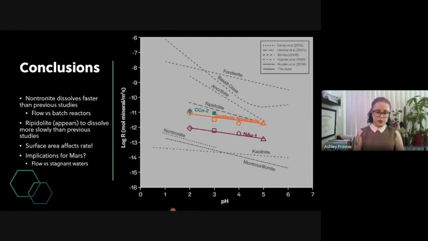And so what does this have to do with Mars? Well, at this point, I can't really say a lot, but what I can say is that most likely more dissolution and alteration would have occurred on the delta surface after deposition rather than during transportation. The reason I say that is because flow reactors produce slower dissolution rates than batch reactors, and so one would think that would translate to real world events.